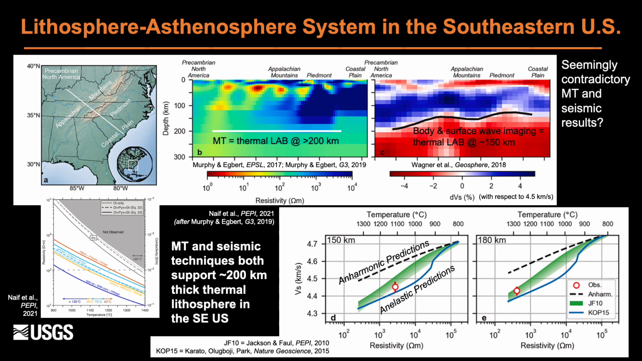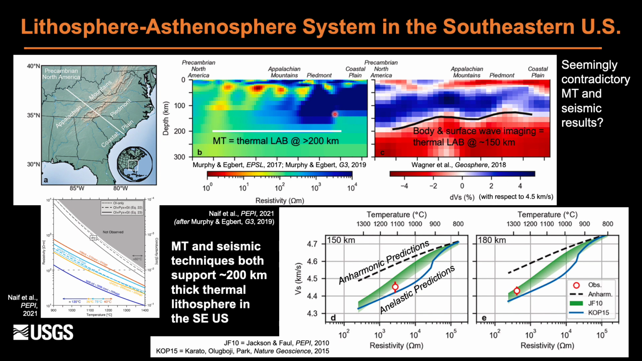The final case study will be from the southeastern US, and this is in fact work that I did during my PhD with Gary Egbert at Oregon State University. When we started working with the EarthScope USArray data from the southeastern US, we found this very surprising, highly resistive structure beneath the Piedmont and coastal plain physiographic provinces, the regions here in this map.